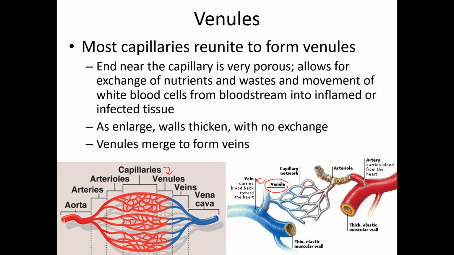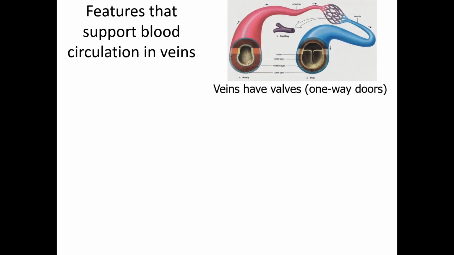So as I mentioned then, a bunch of venules come together, and they then form veins. Veins have very, very low blood pressure, the lowest of all, and we'll talk about that in a little bit. Because their blood pressure is so low, there needs to be some additional support to help get that blood to continue to move back towards the heart. We'll talk about a few features, there are more, that help this.